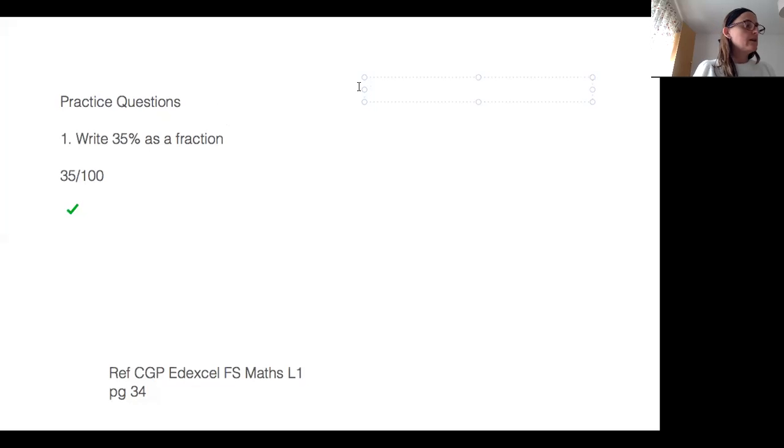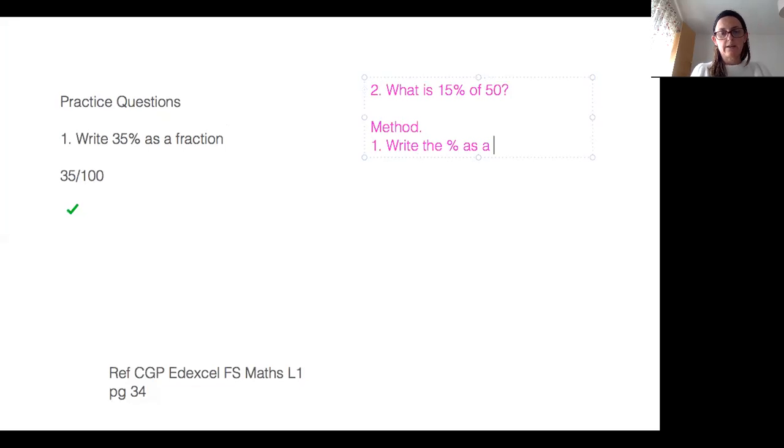Let's go over here. So question 2. What is 15% of 50? Okay, so what's our method? Well, the first thing we do is we write the percentage as a fraction out of 100. So that would be the first thing we would do.